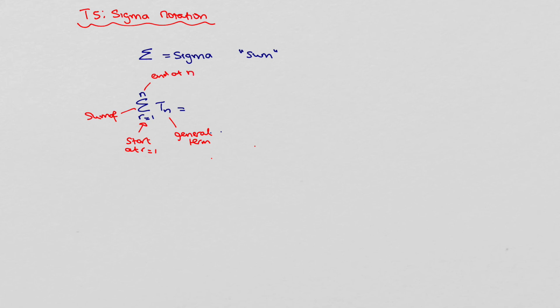So in other words, what that means is we would be putting in, sometimes we see this as T r, or Tn. So we'd be replacing r with 1, then 2, then 3, all the way down to n. And then we'd be adding them all up together.